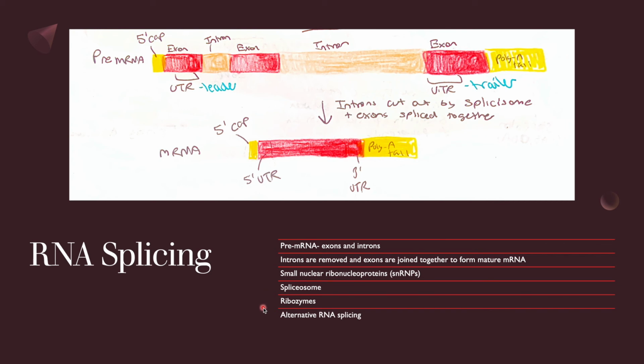Ribozymes also play a role in RNA splicing. These are RNA molecules that can act as enzymes, catalyzing reactions.